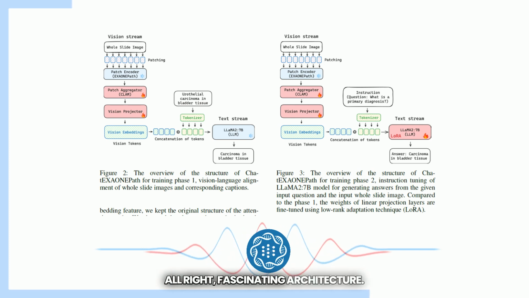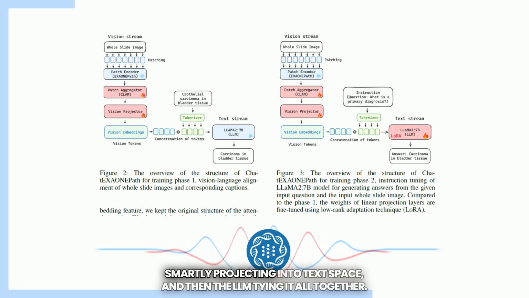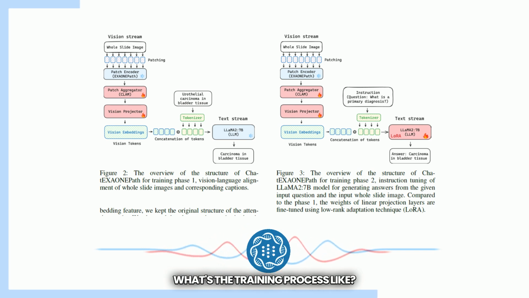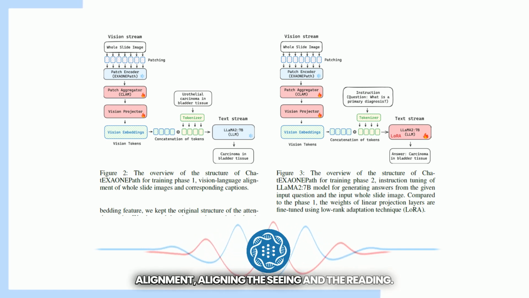All right, fascinating architecture. We've got the pieces: breaking down the image, encoding patches, aggregating smartly, projecting into text space, and then the LLM tying it all together. Now, how is this whole ChatEXAONEPath system actually taught to do its job? What's the training process like? It happens in two main stages. Phase 1 is all about vision-language alignment. Aligning the seeing and the reading.